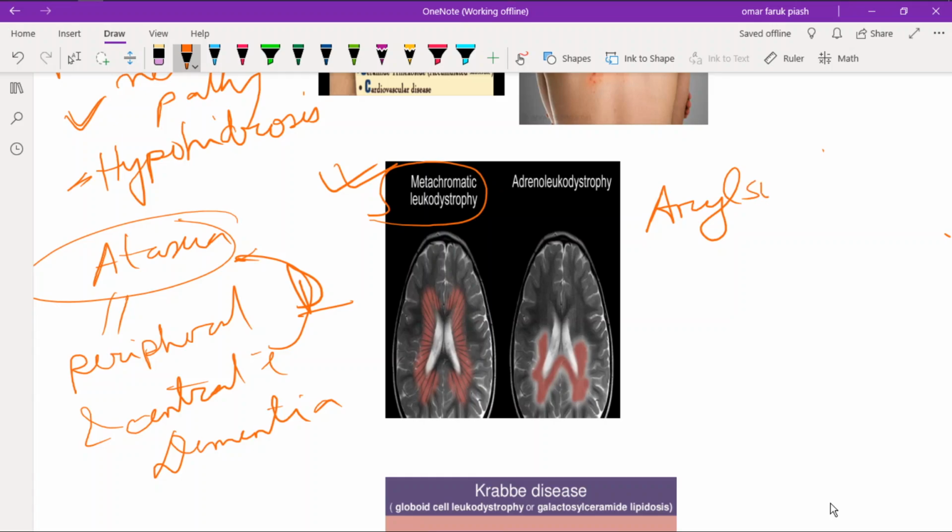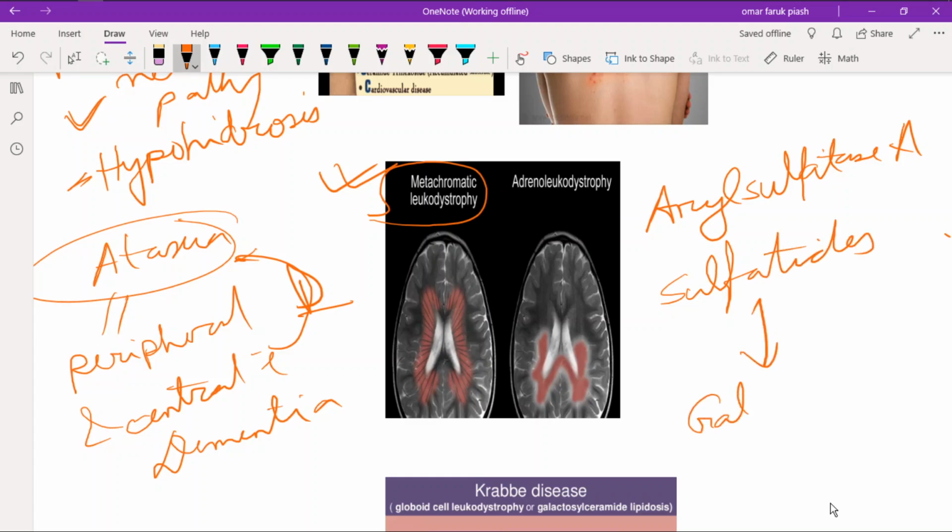Aryl sulfatase A converts sulfatide into galactocerebroside. If there is a deficiency of this enzyme, it causes metachromatic leukodystrophy.